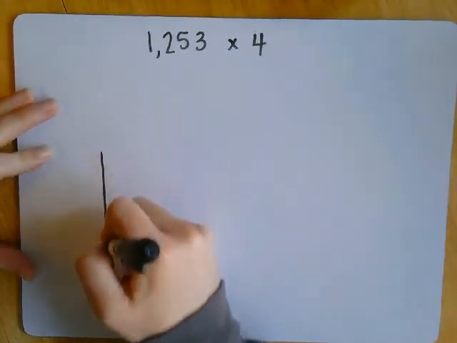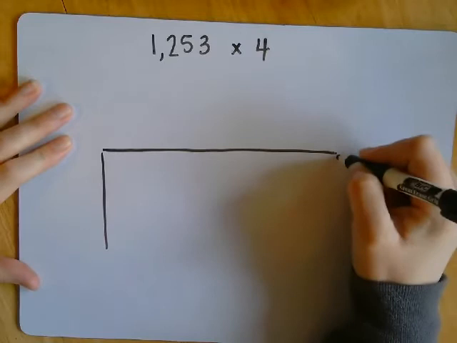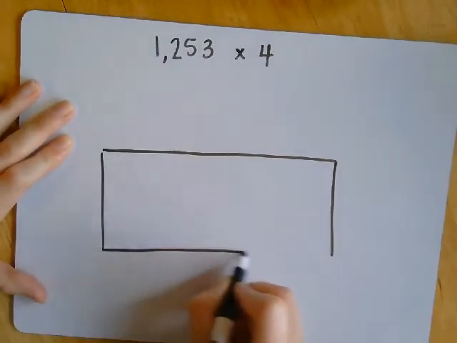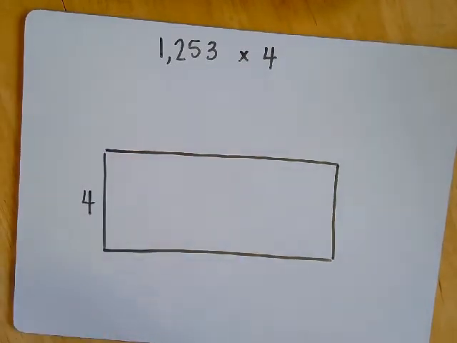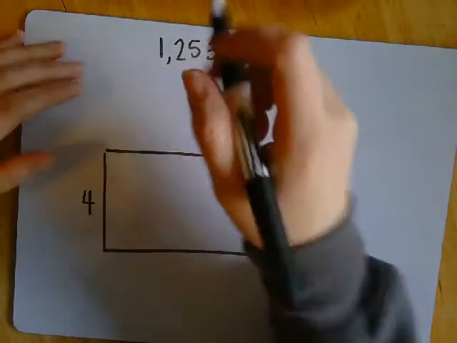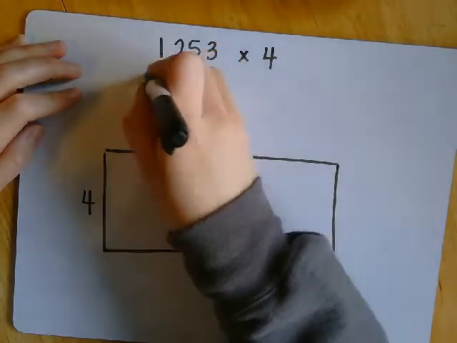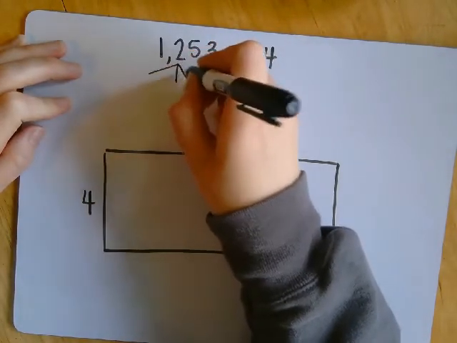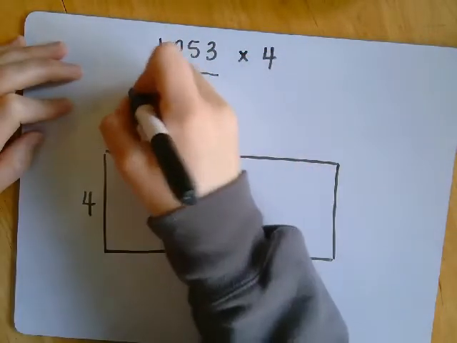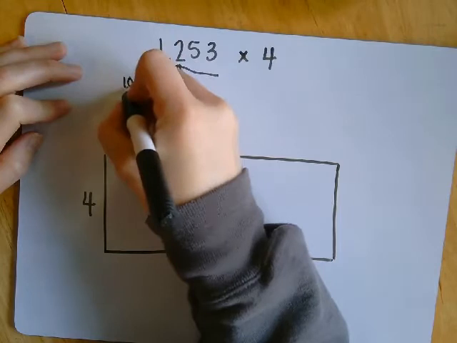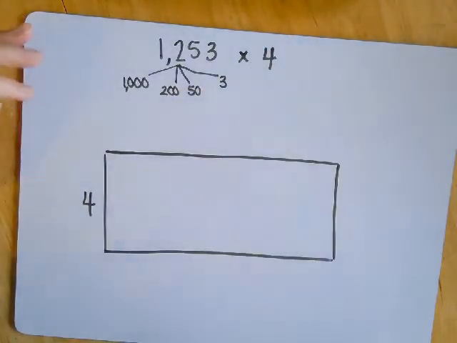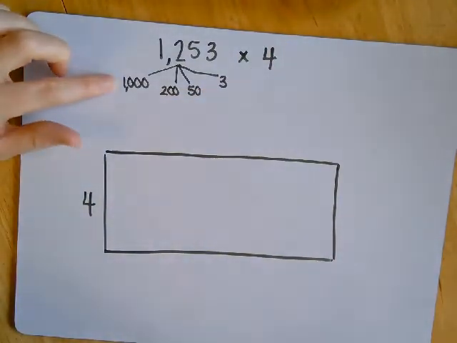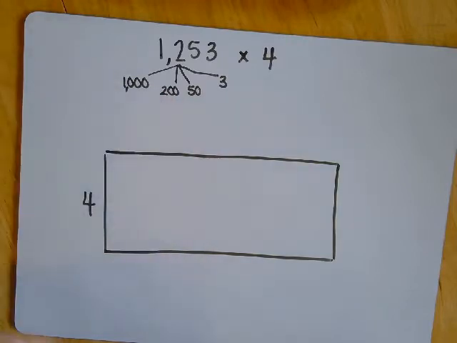I'm going to start by drawing the area model first. Again, I know that one side is going to have a 4, so I can always start and fill that in first. And then if I split up 1,253 into the different place values, I know that that is made up of 1,000, 200, 50, and 3. So since that number is made up of 4 different place values, I need to split up my area model into 4 different pieces.